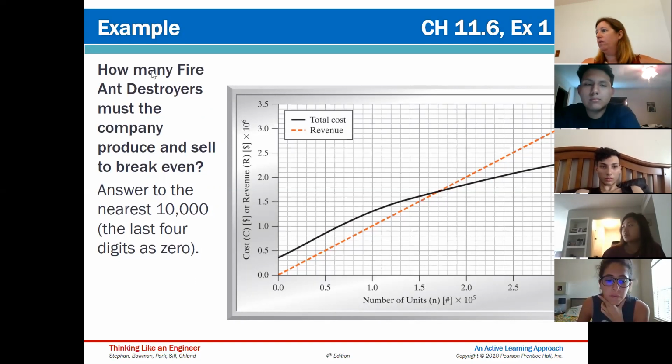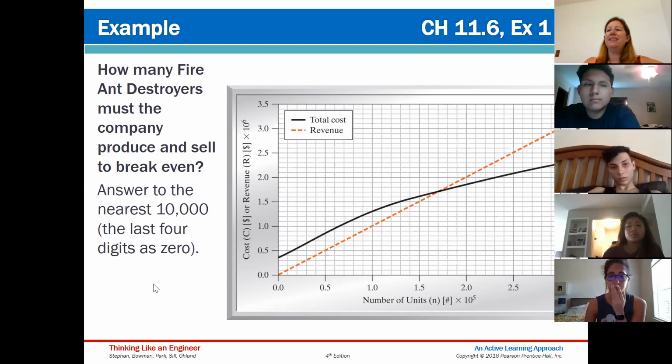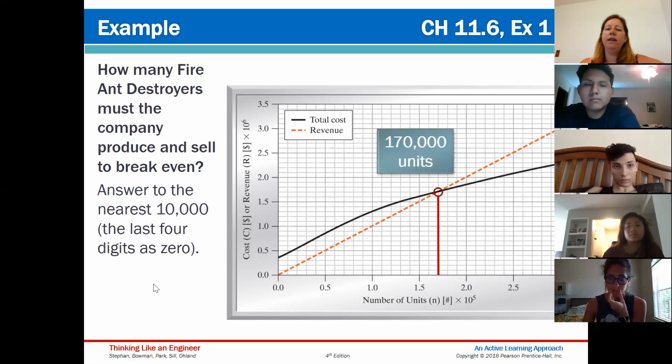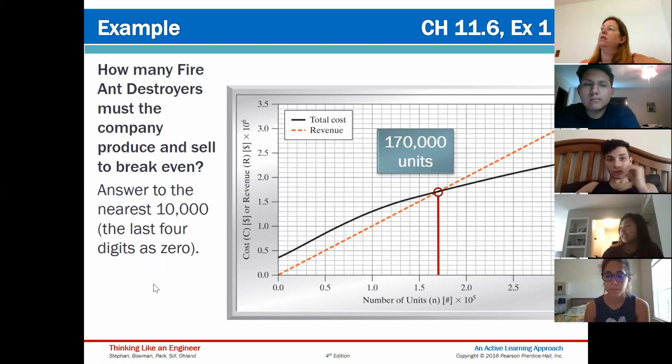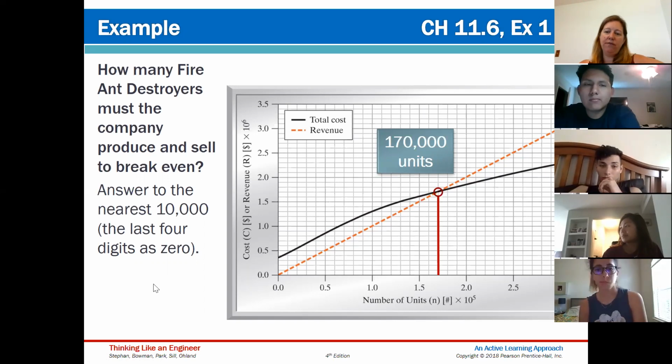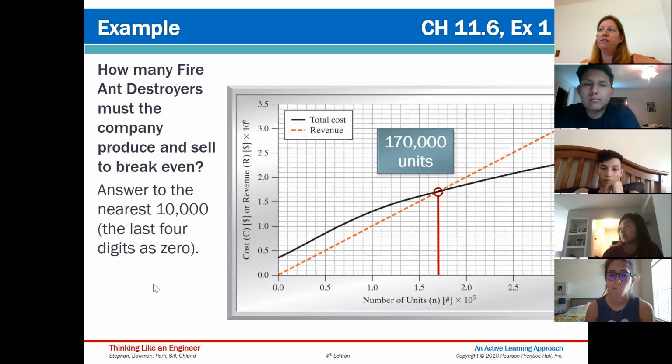$1.7 times 10 to the fifth. So we are at 1.7, or 170,000 units need to be sold in order to make a profit, or start making a profit, off of these fire ant destroyers based on the selling price that we have set and our daily costs that we incur.